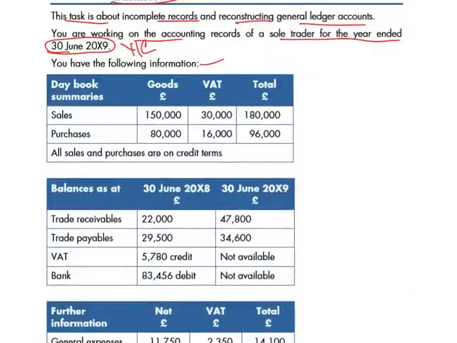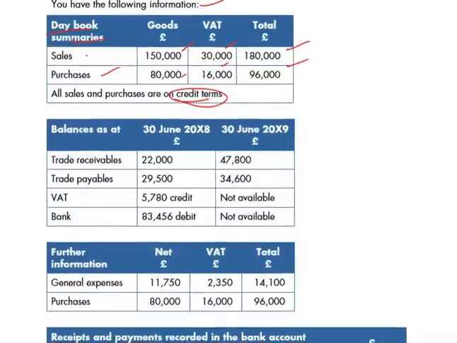You have the following information, like daybook information given: sales daybook, goods, VAT total. Okay, keep it in your mind. Purchases, net VAT total given. Yeah, these are credit terms because it's a daybook. Then the balances at 30th June 2018 and 30th June 2019. Obviously 18 is opening and 19 is closing.